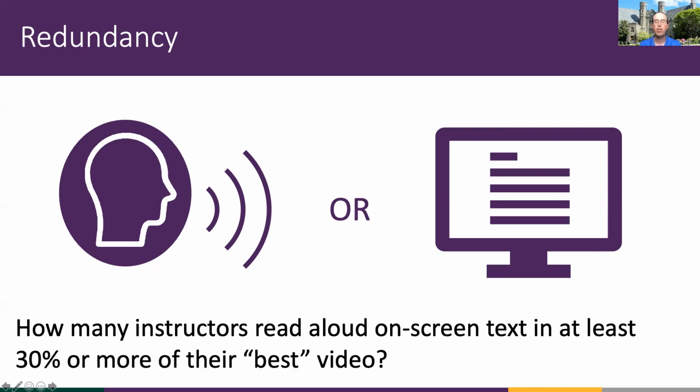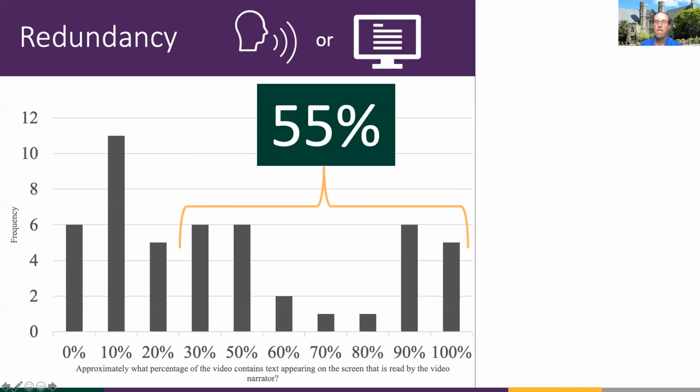Now, how many instructors read aloud on-screen text in at least 30% or more of their best video? Again, time for the audience to take their guess, pick their percentage number. 55% of the sample were reading on-screen text in 30% or more of their video.